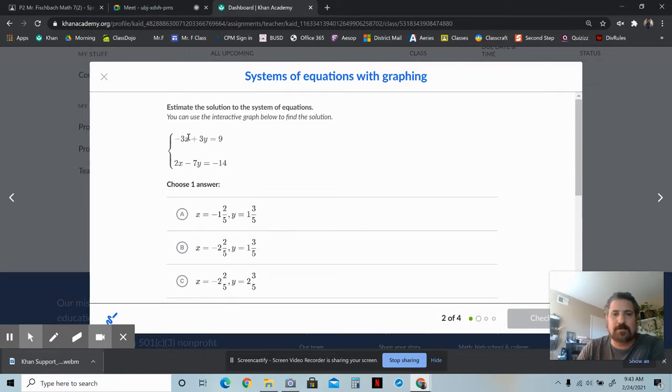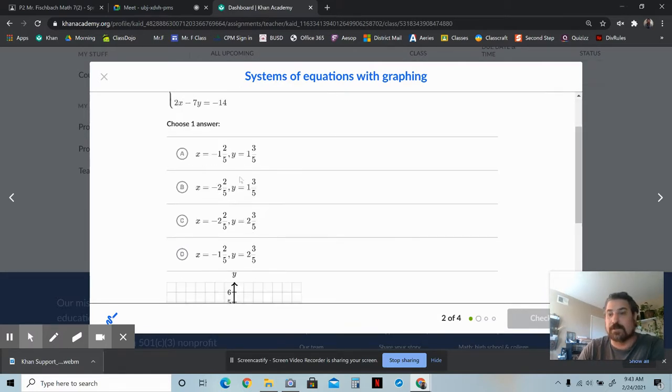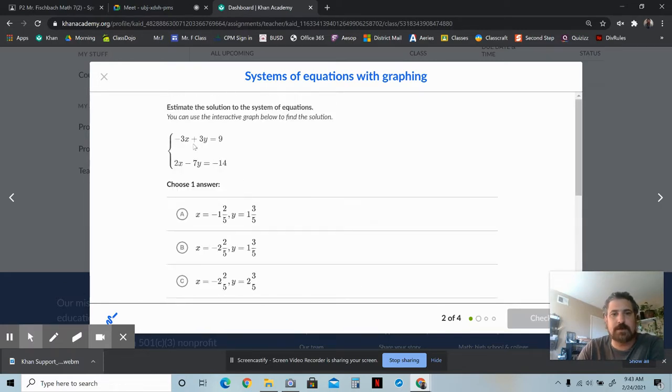So let's just graph these two and see which one of these answers could be reasonable. And if there's only one reasonable answer, then that's our answer. And if there's more than one reasonable answer, we can use some algebra to figure out which one's the correct answer. So let's figure it out. The first thing I do is graph them using the x and y-intercepts.